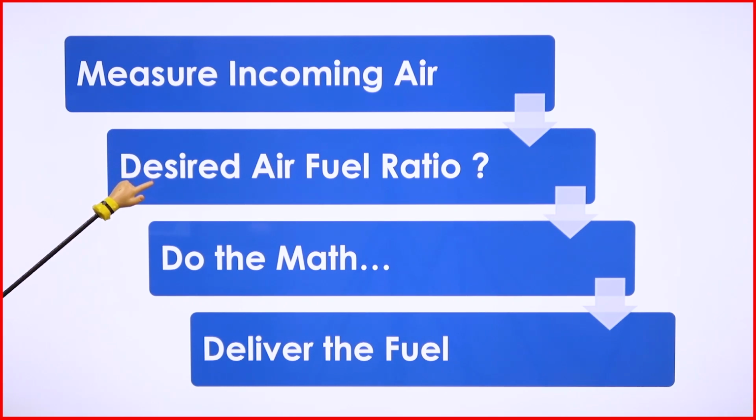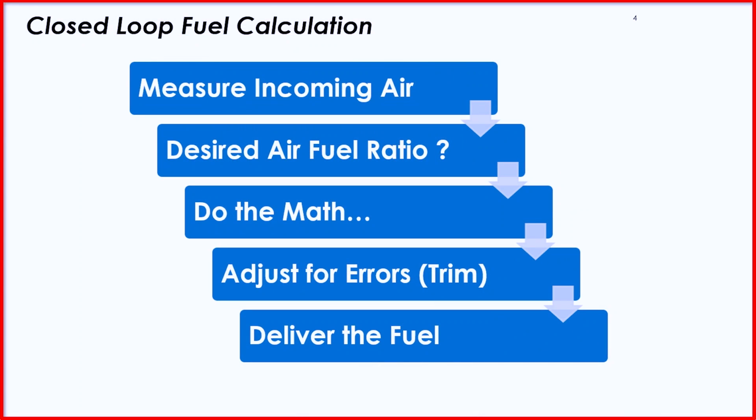What type of air-fuel ratio is the vehicle looking for based on the engineer's initial calculations? Now, the control module is going to do the math here and say, okay, based on this amount of air and this type of fuel ratio, I'm going to have to add X amount of fuel to the system to get the desired result, and then it's going to deliver the fuel via the fuel injectors. So relatively straightforward in this open loop, pre-calculated mode.